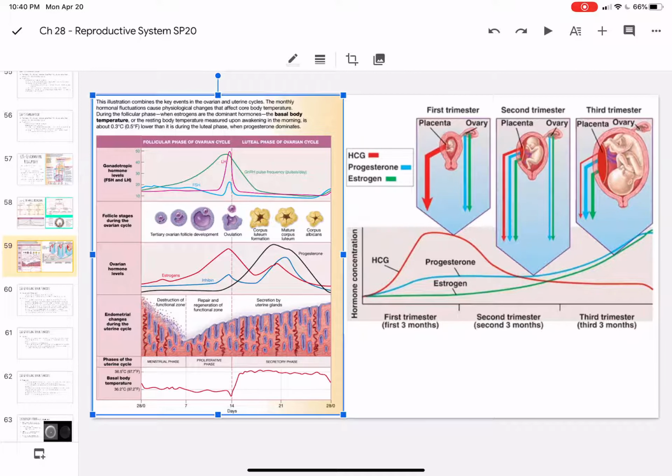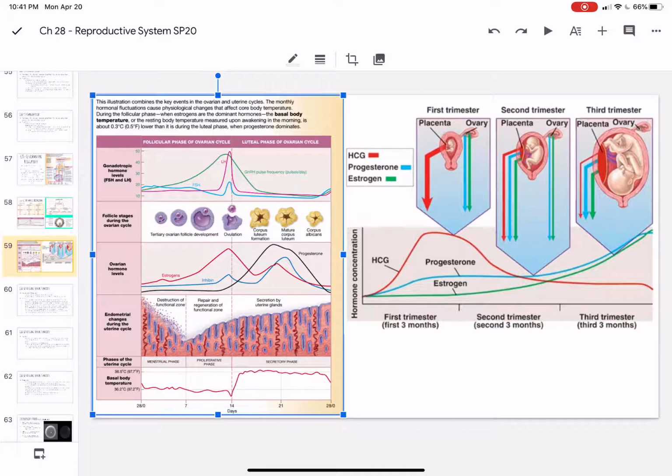Then paired with it, you have the ovarian cycle just below that, where it's showing you the follicular development and then the corpus luteum development. Then we have the estrogen, inhibin, and progesterone levels. So what is happening from the granulosa cells, and at what point do the granulosa cells eventually start making inhibin, and then at what point does the corpus luteum actually start making progesterone?